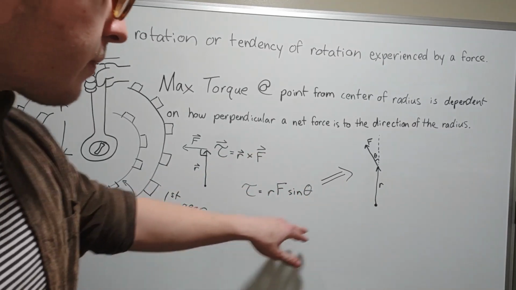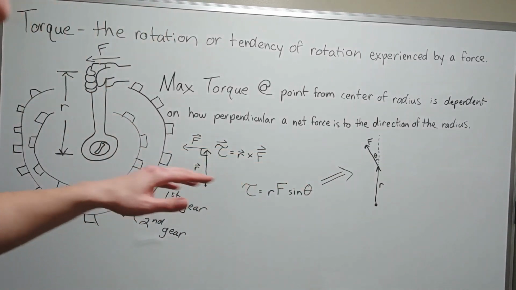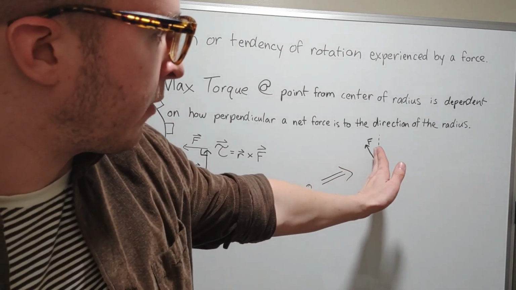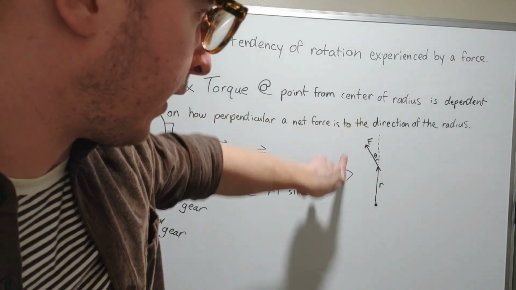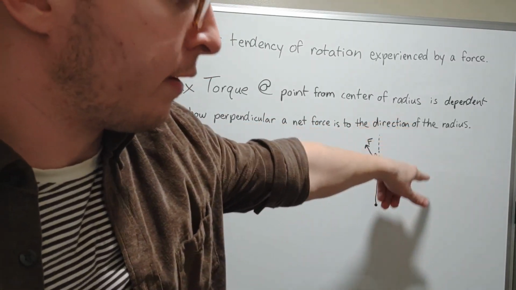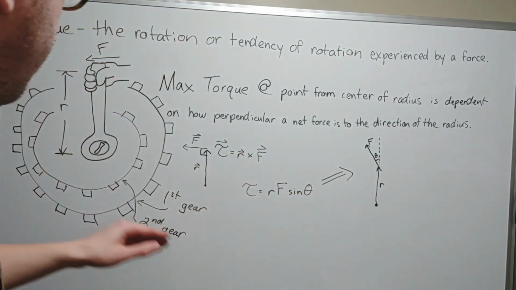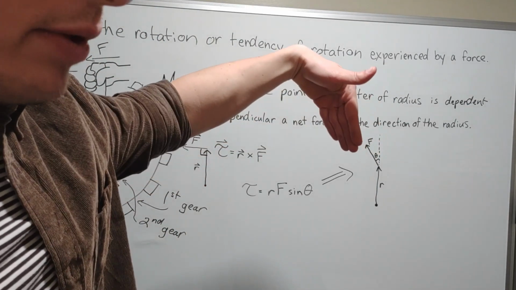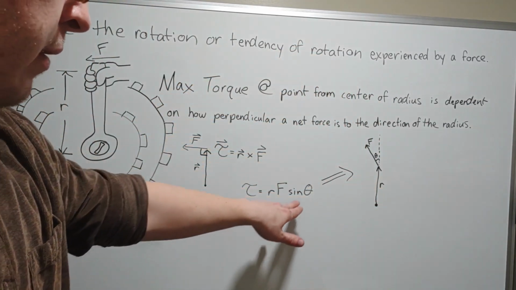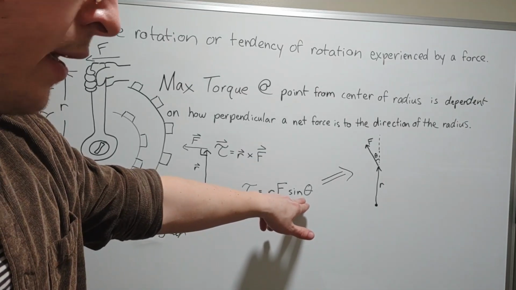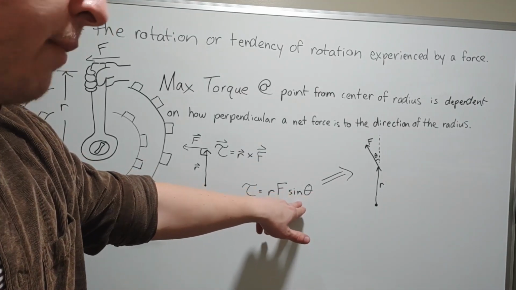So if we have this angle theta, like I was saying before, if that angle is 0 or 180 degrees or negative 180 degrees, and if that force is applied with that angle, we're going to get 0 torque, because that is totally not perpendicular.